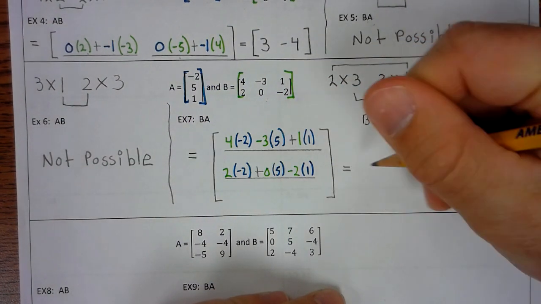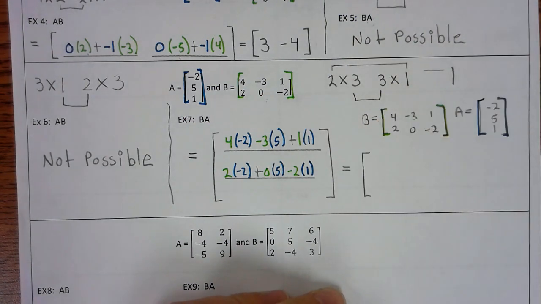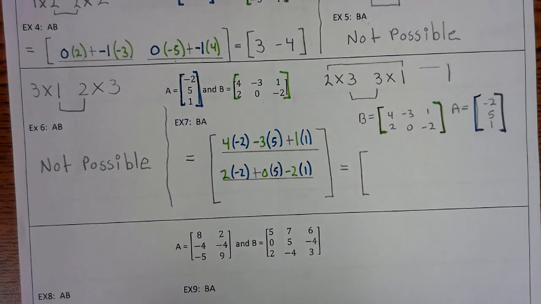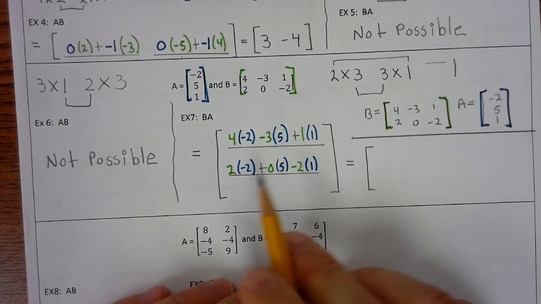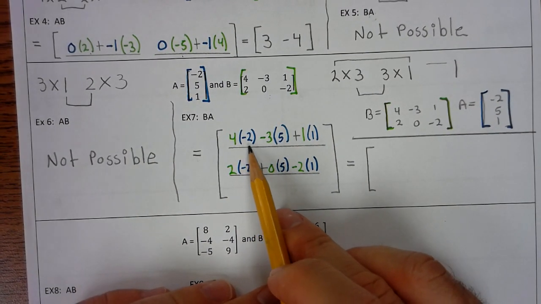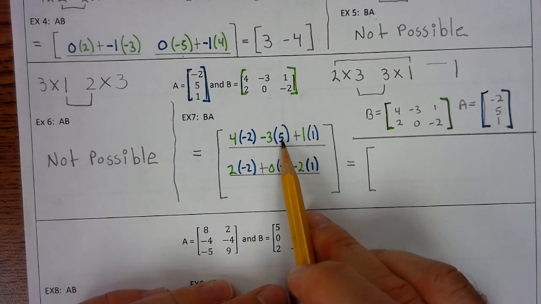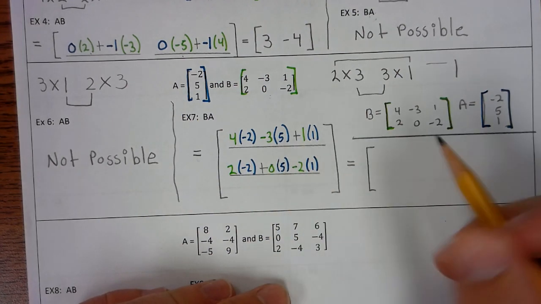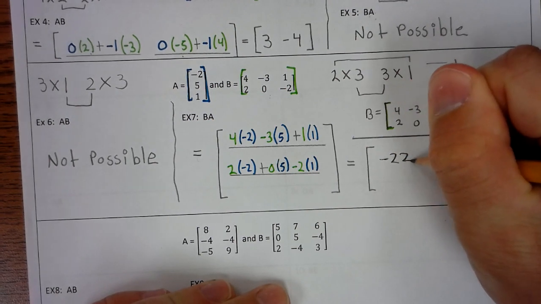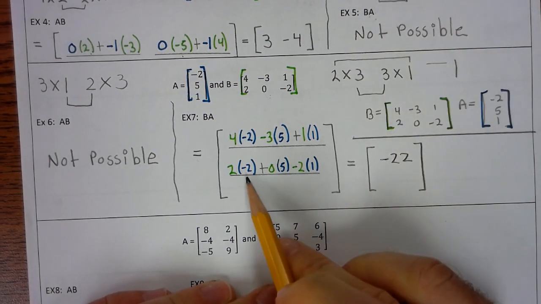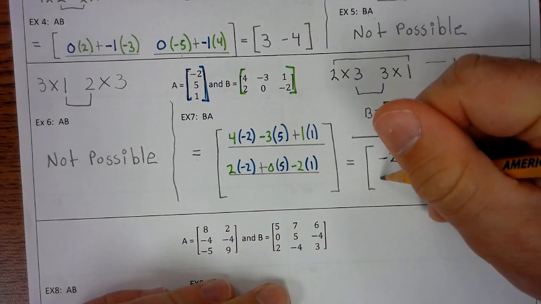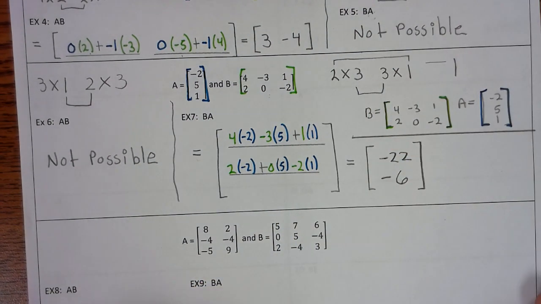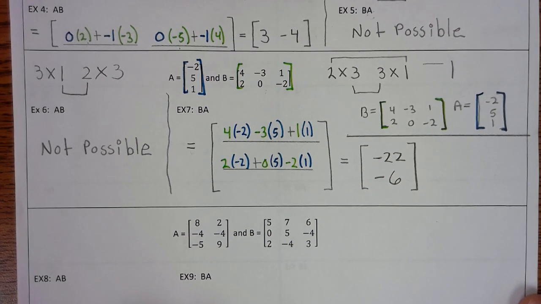Okay, so this equals 4 times negative 2 is negative 8, minus 15, plus 1 is a negative 22, and then 2 times negative 2 plus 0 minus 2 is a negative 6. All right, so that finishes example 6.